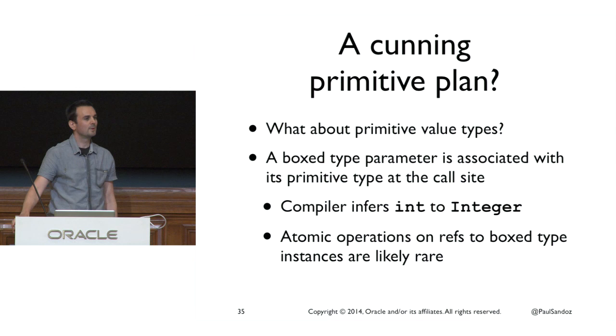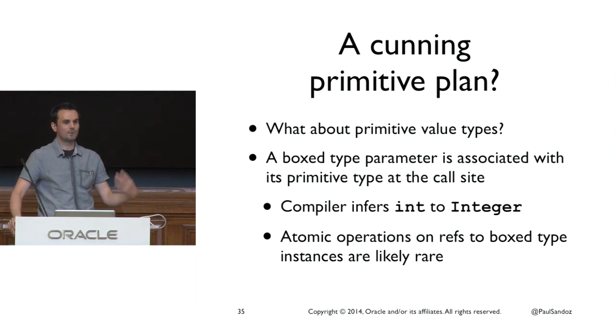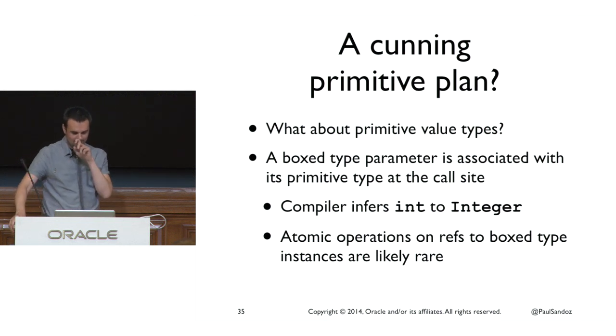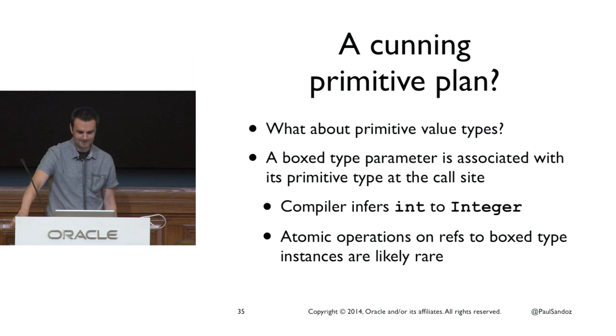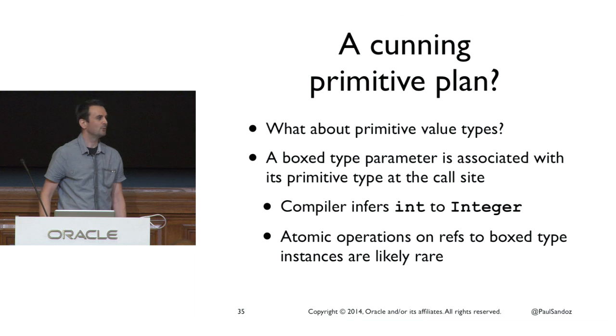So the question is, what about primitive types? We can't represent primitive types in here. Valhalla is not here yet. But what you can do is a rather sneaky trick, a cunning plan. A box parameter type can be associated with its primitive type at the call site. I can tweak javac to say an Integer really means int here. Because javac knows that int can be inferred from Integer, since it will do automatic boxing and unboxing, you can trick javac into just letting it go through. And I would say that atomic operations on refs to box type instances are very, very rare. Why would you want to do that?